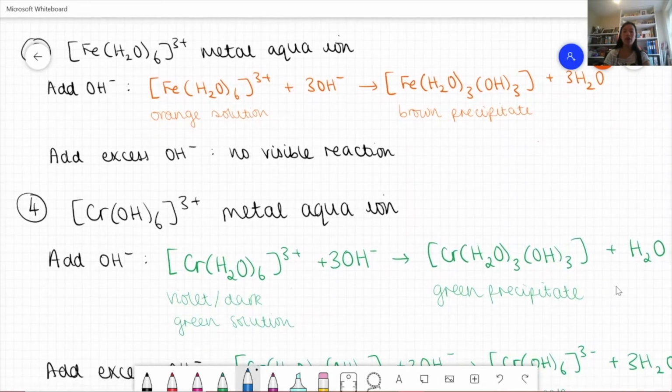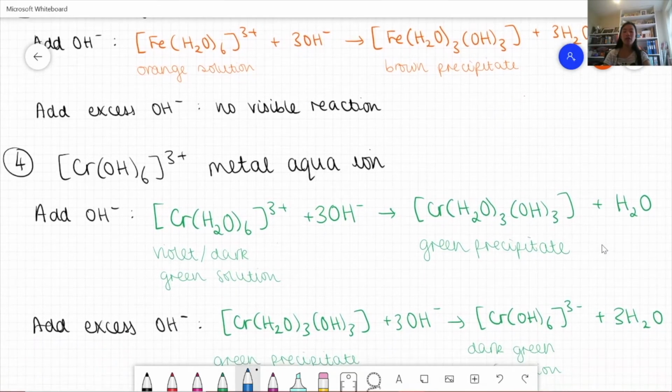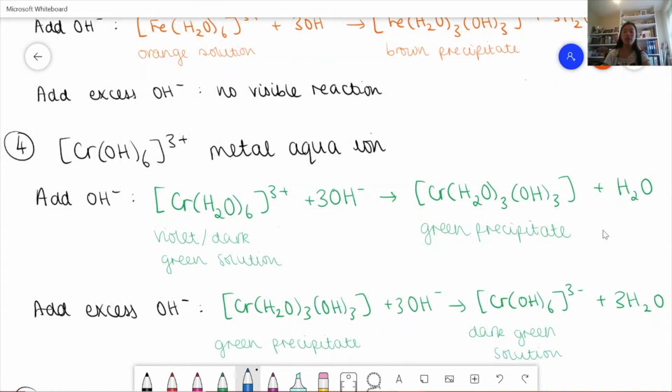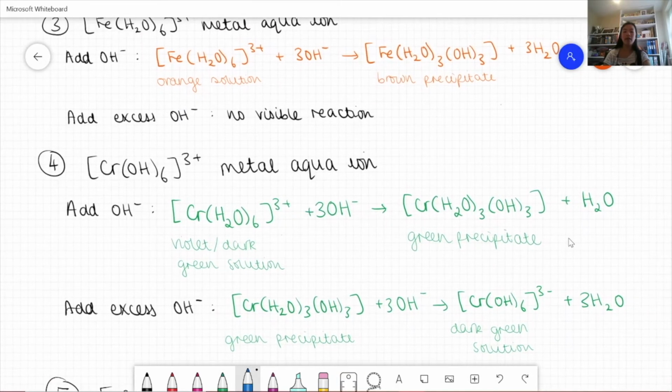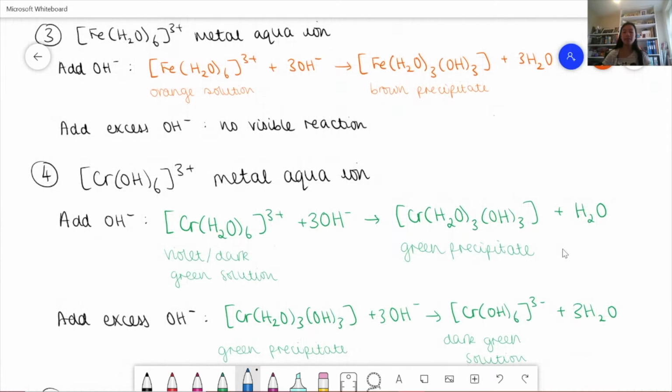Now on to chromium 3+. So with chromium 3+, the same thing happens as with Fe3+. When we add sodium hydroxide, we react it with 3 OH-, and it forms a green precipitate from a violet/dark green solution. And also 3 waters are formed.